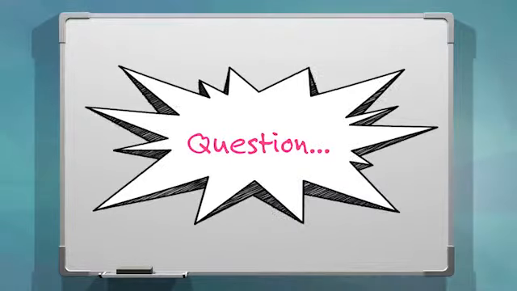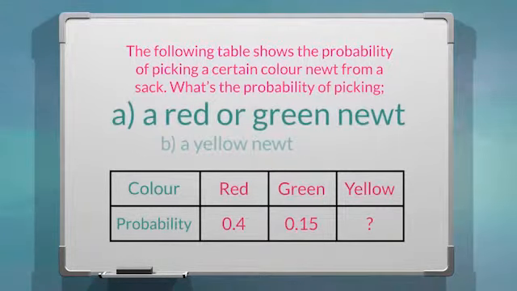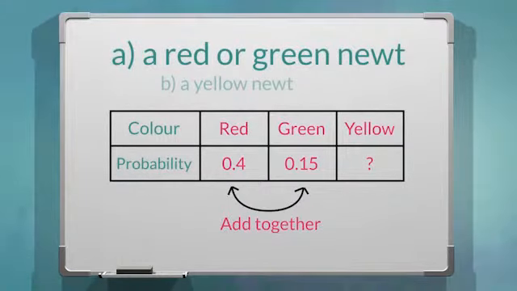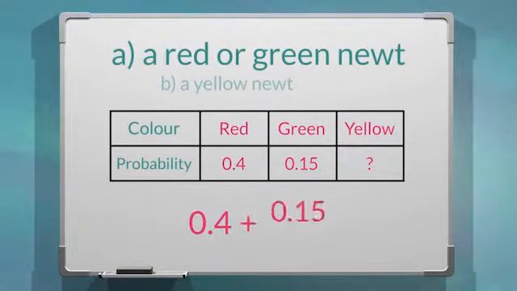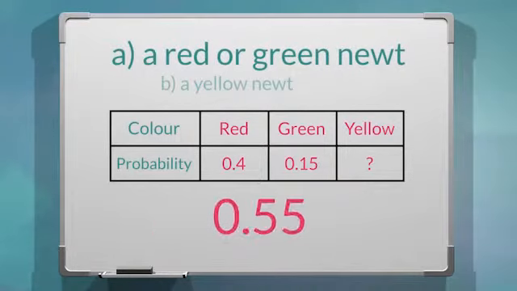Sometimes you get a question similar to this. The following table shows the probability of picking a certain colour newt from a sack. What's the probability of picking A, a red or green newt, or B, a yellow newt? If you ever get a one or the other style of question, all you need to do is add the probabilities together. So the probability of red or green is found by adding the 0.4 to the 0.15, which gets us 0.55. So the answer to part A is 0.55.